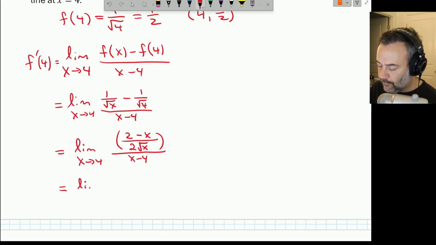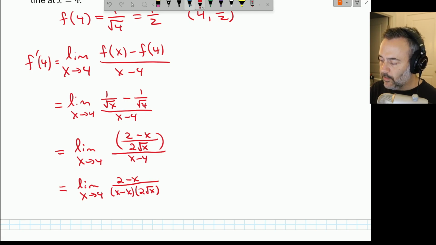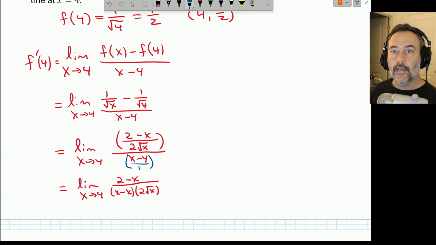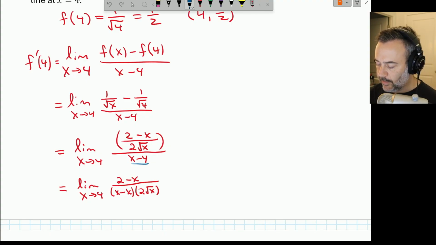Well, we can rewrite that as 2 minus x over parentheses x minus 4 times 2 root x. All I did there was say, oh, this is just x minus 4 over 1. I'm dividing a fraction by a fraction, so I flip and multiply. Okay, so we got that.